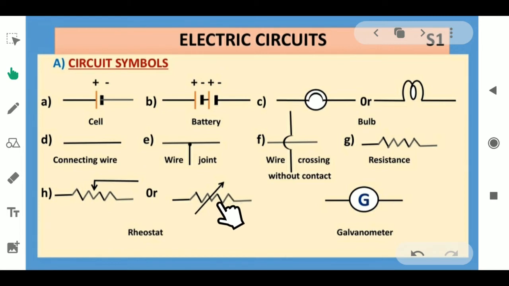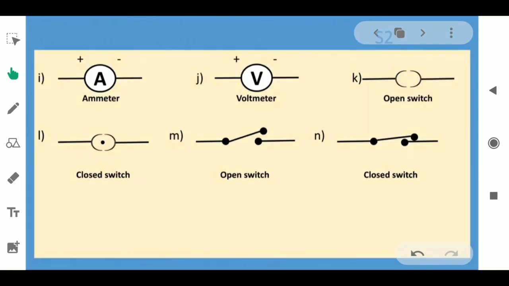This one or this one, both are correct. Rheostat. And a circle with G is called a galvanometer. Clear? Yes. Then an ammeter and a voltmeter have positive and negative terminals. This is called an open switch, and if a dot is at the center, it is called a closed switch. And there is another way to represent the open switch and closed switch. So these are some basic symbols that you should remember.